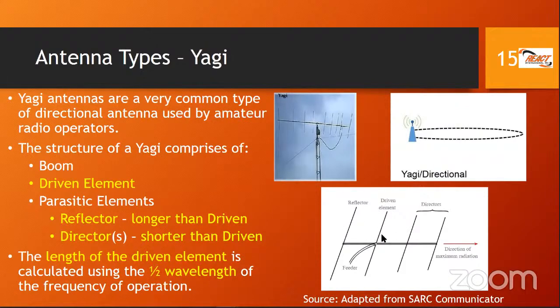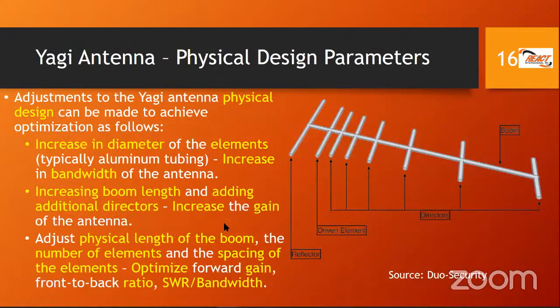So you have your driven element. You have a parasitic element such as the reflector at the back. And then you have directors. You could have several of them towards the front and they get shorter. The first director will be 5% shorter than the driven element. And so on. They get shorter as you go. But the reflector is 5% longer. The driven element is the length of the wavelength, and then 5% shorter for the first director. The length of the driven element is calculated using our trusty half wavelength formula. So half wavelength of the frequency of operation is what you're aiming for. And you'll be correct. Same as the dipole. There you go. It's a dipole with wings.